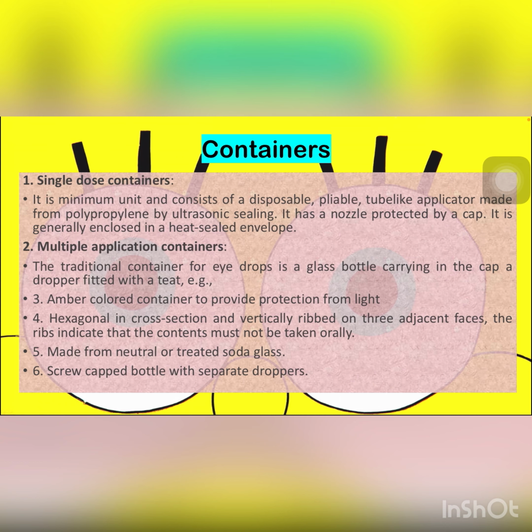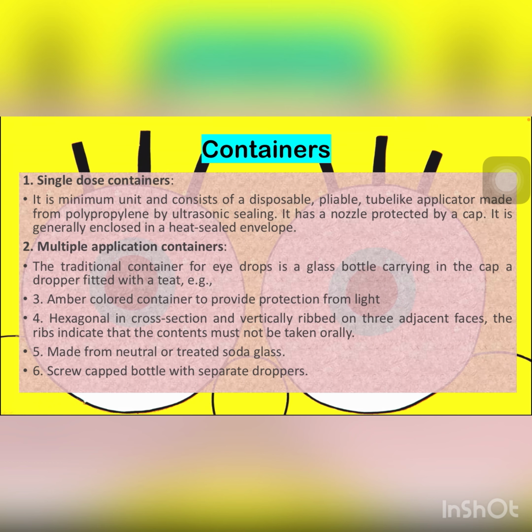Containers. Containers are of two types. First are single dose containers. It is the minimum unit and consists of a disposable, pliable tube-like applicator made from polypropylene by ultrasonic sealing. It has a nozzle protected by a cap. It is generally enclosed in a heat-sealed envelope.